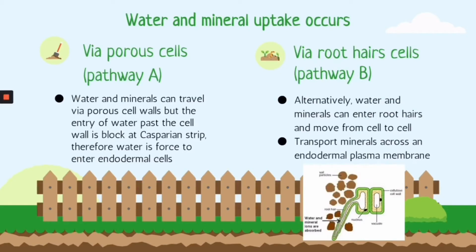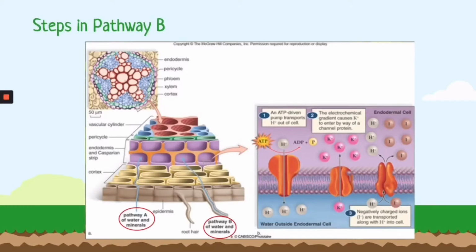On pathway B, water and minerals can enter root hairs and move from cell to cell. Hence, it transports minerals across an endodermal plasma membrane. Here, there is a picture where water and mineral ions are absorbed at the root hair cells. There are a few steps in pathway B.